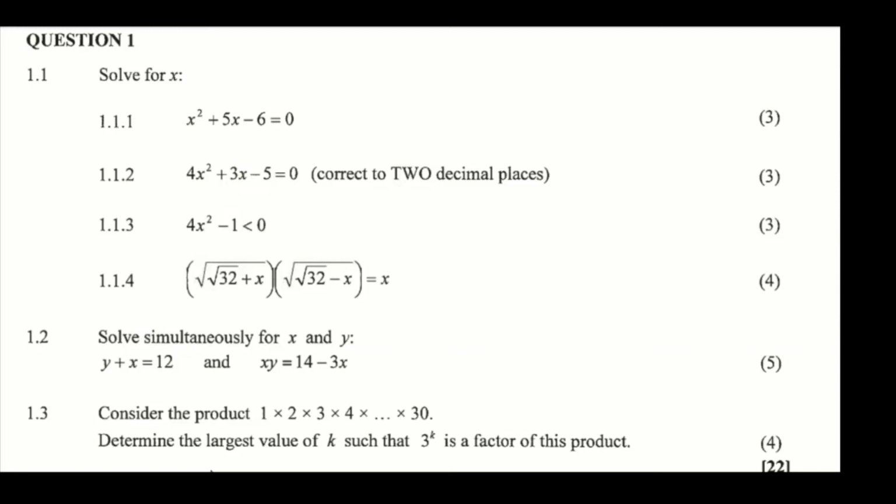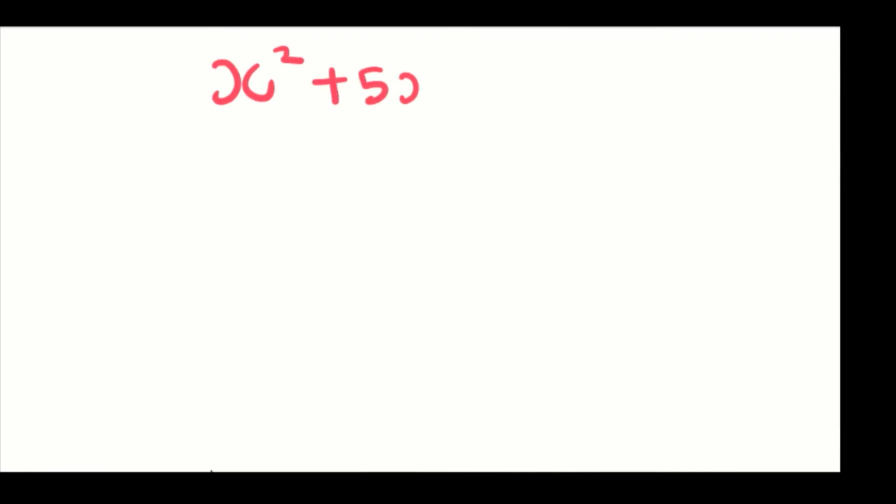Now we're going to do question 1. In 1.1 we are asked to solve for x. So 1.1.1, we're going to solve for x for this problem here. So we have x squared plus 5x minus 6 being equal to 0.